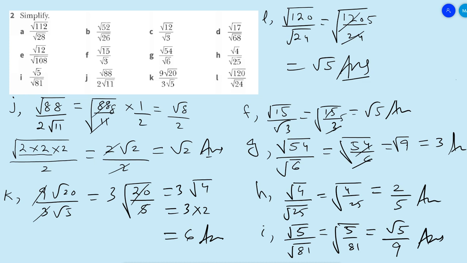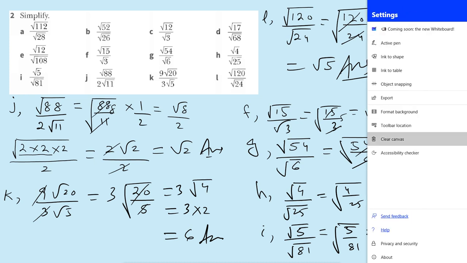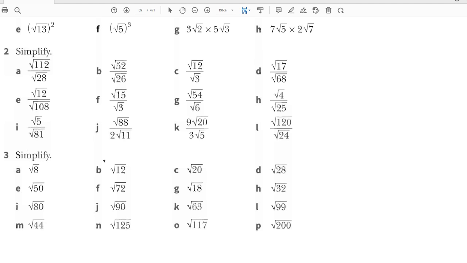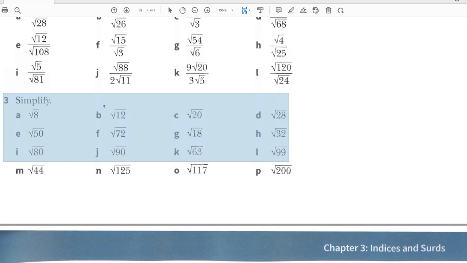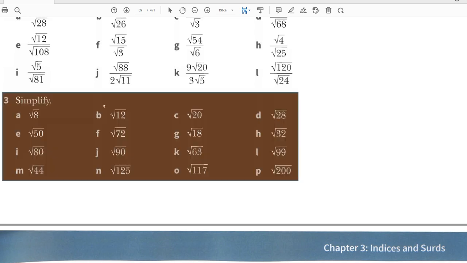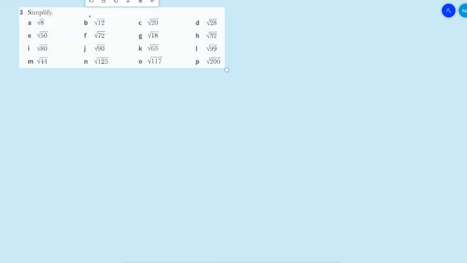Now come to question number 3. Lengthy question. So first I will take part A to part P. Simplify. This is a very, very easy question. Very, very easy.